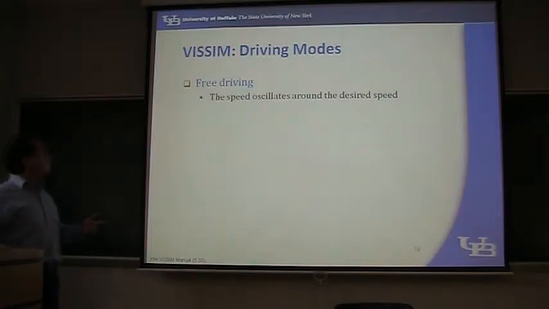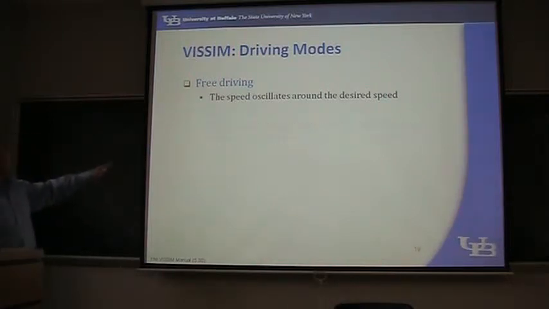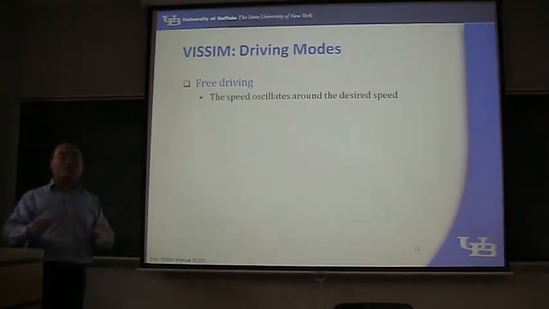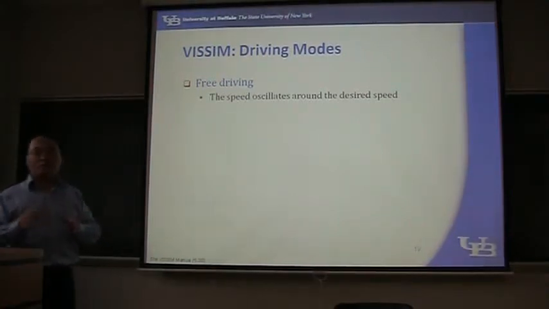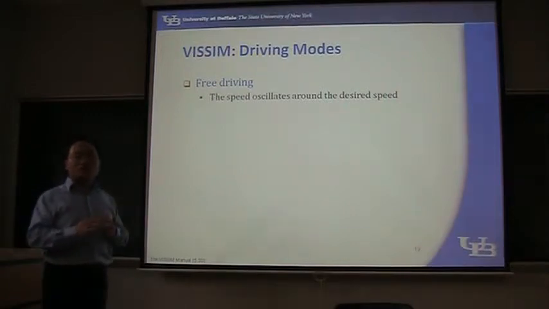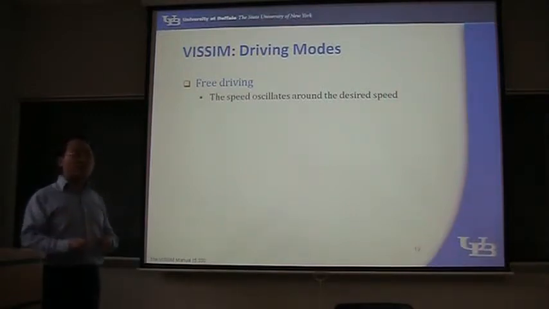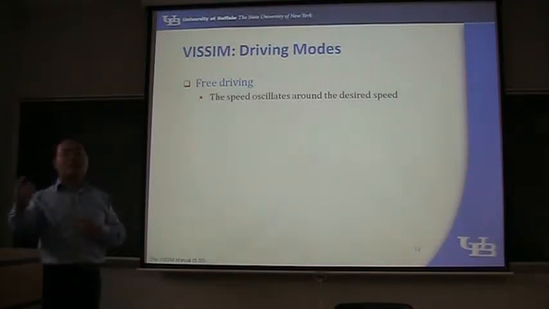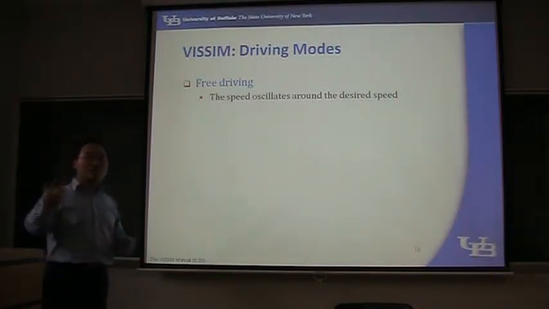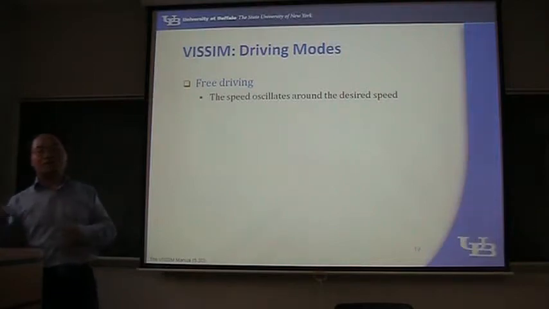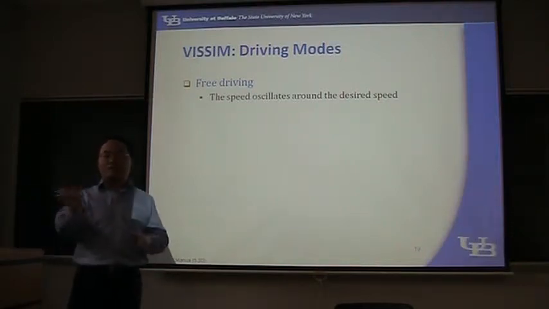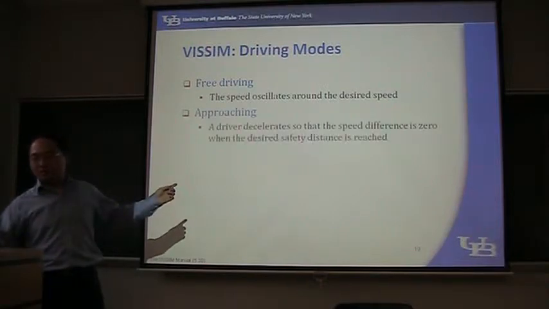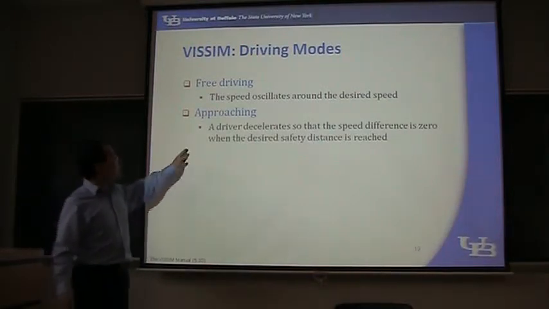In VISSIM, first of all, I want to talk about the 4 driving modes. In VISSIM, a vehicle at any time point can be in one of the 4 driving modes. The first mode is called free driving. So the speed will oscillate around the desired speed. If the desired speed or the speed limit is 50 kilometers per hour, then my speed will oscillate around it.